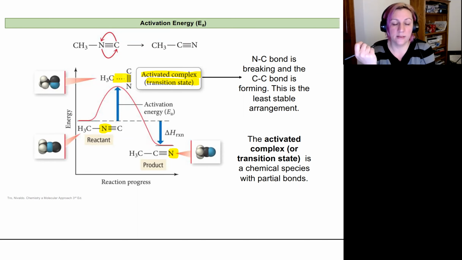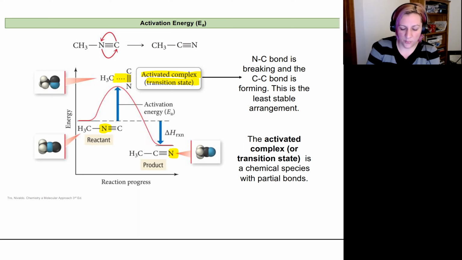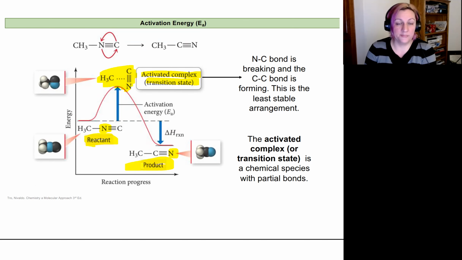broken bond. And so this is showing that it's broken the bond essentially to nitrogen and is going to start forming it to the carbon here in this transition complex. And it basically represents kind of like halfway between the products and the reactants, right? And so that least stable arrangement, that's the one that defines our activation barrier or activation energy.